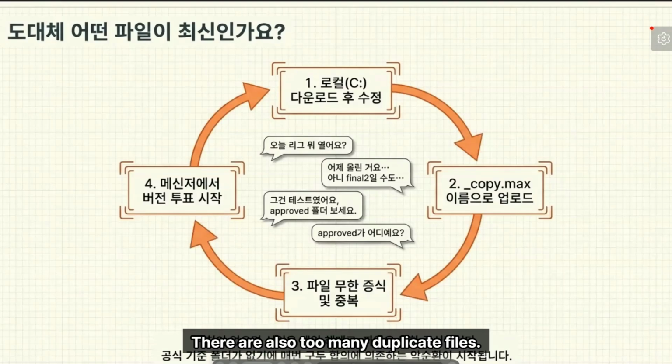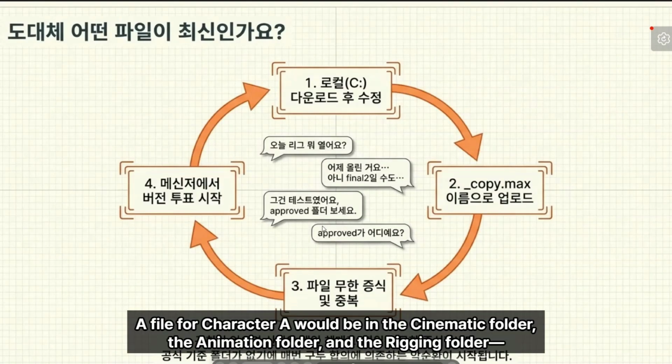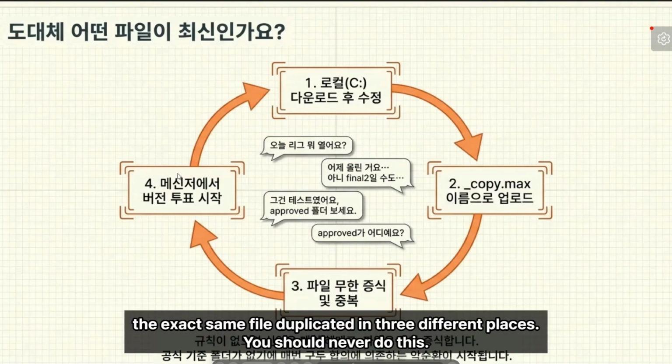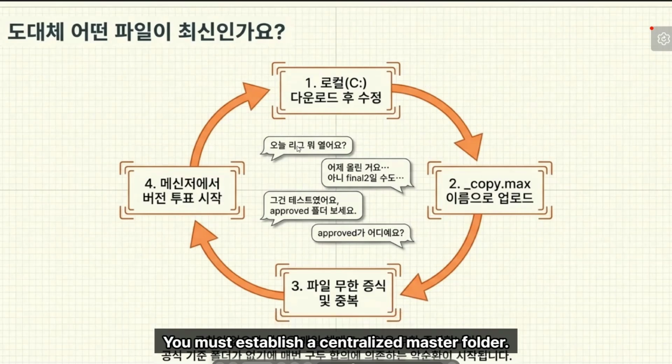There are also too many duplicate files. A file for character A would be in the cinematic folder, the animation folder, and the rigging folder. The exact same file duplicated in 3 different places. You should never do this. You must establish a centralized master folder.